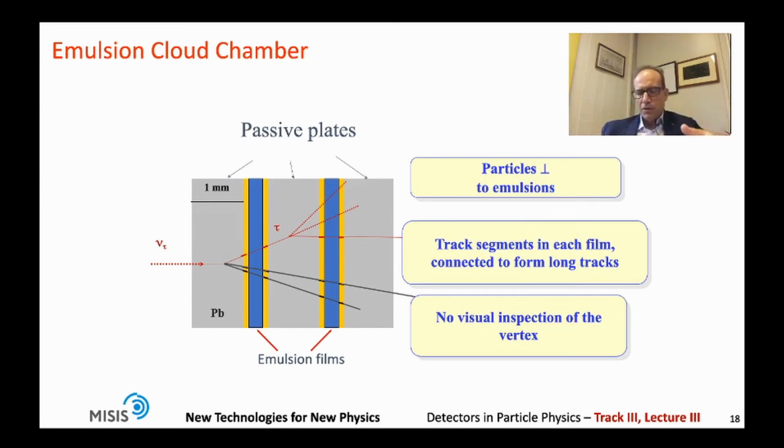You put, again, also in this case, as for the bulk, the emulsion films with the surface perpendicular to the incoming particles. Then you have track segments in each film, and then you connect these to get longer trajectories. And you do this all in an automated way. You don't need to do any visual inspection of the vertex.